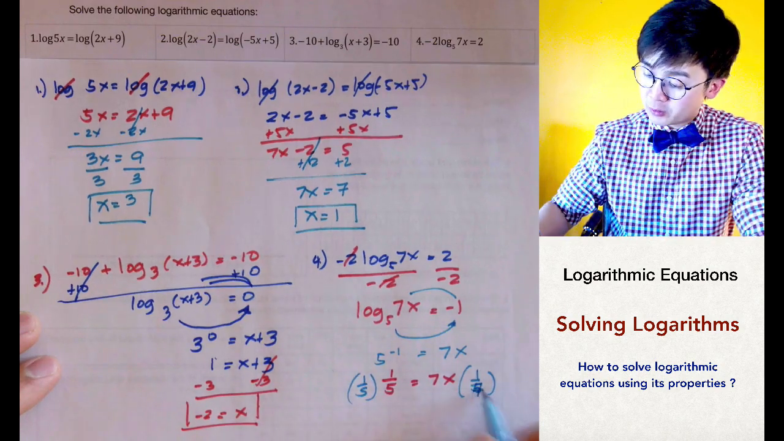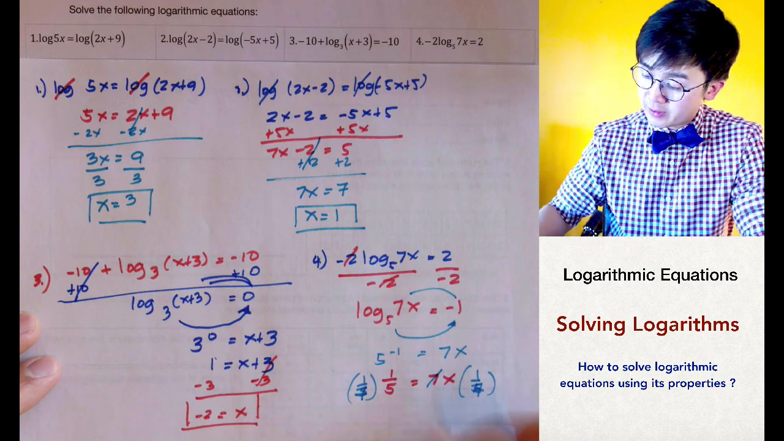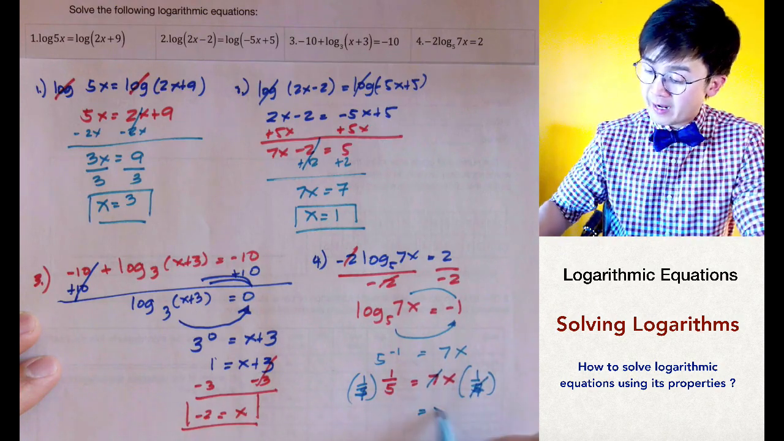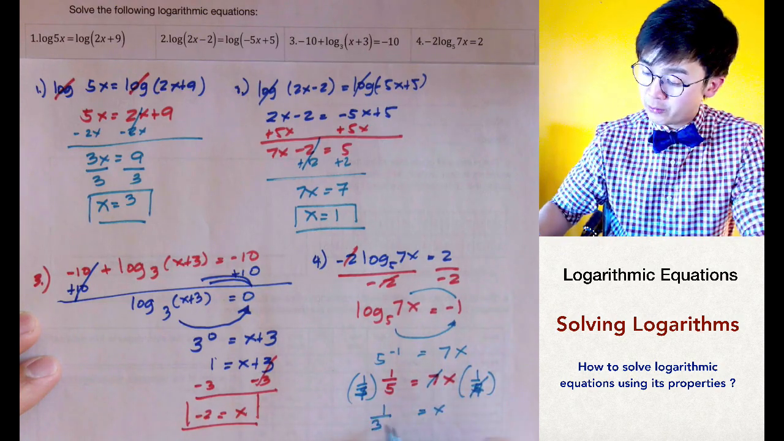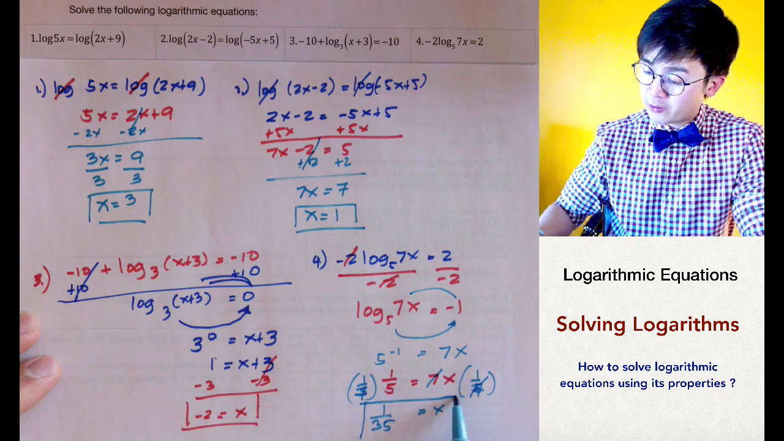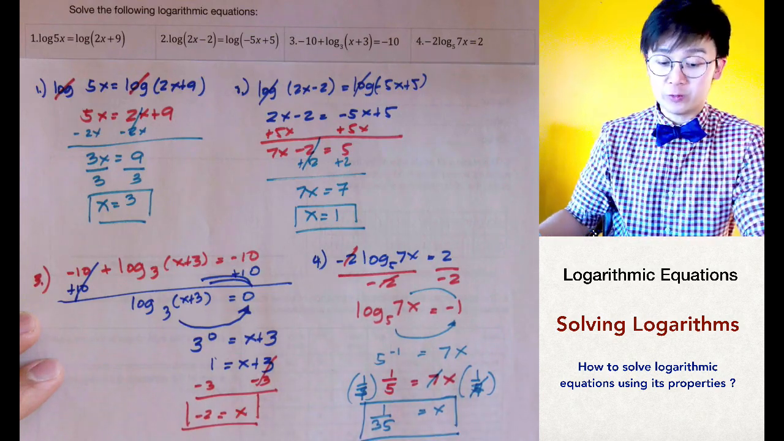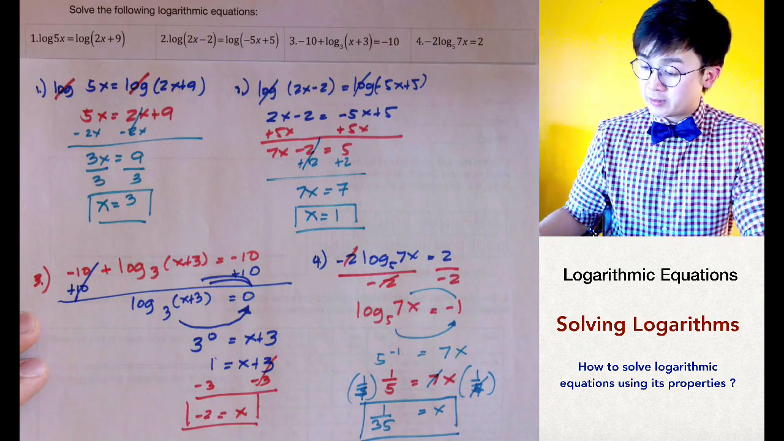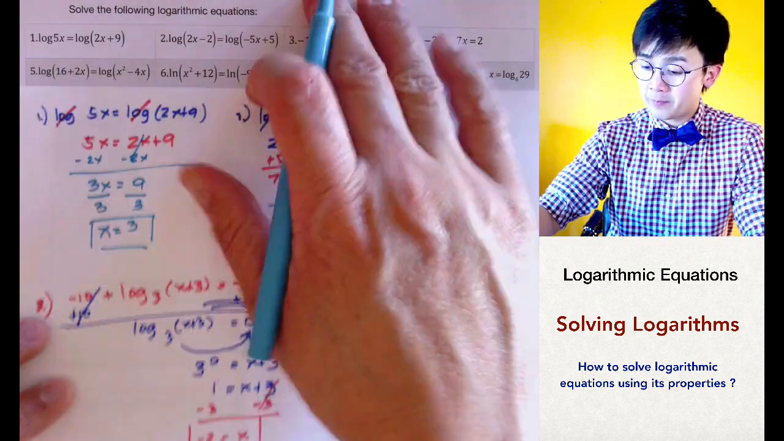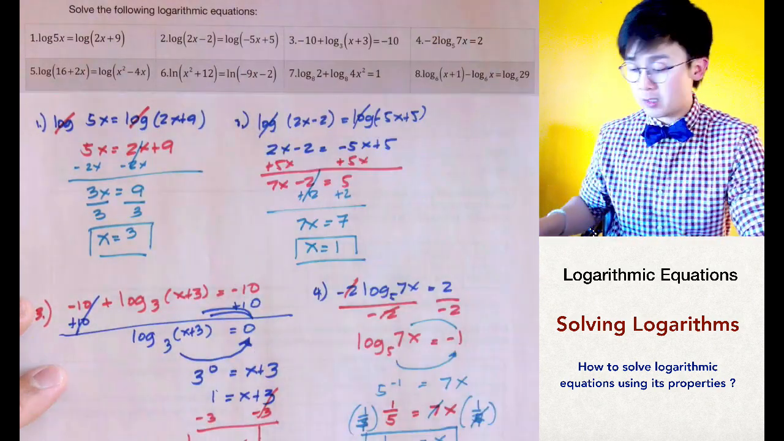1 over 7, I'm sorry. 1 over 7. So this cancels out. So we are left with x equals 1 over 35. So ito ngayon yung value ng ating x. 1 over 35. So number 5, meron tayong dalawang logarithms sa number 5.